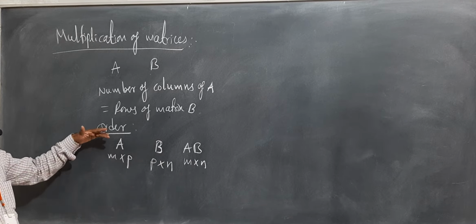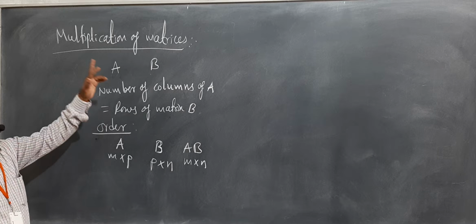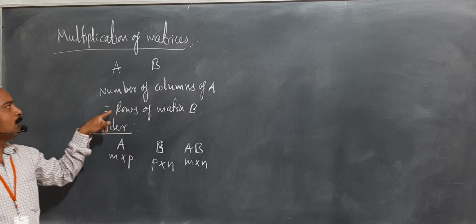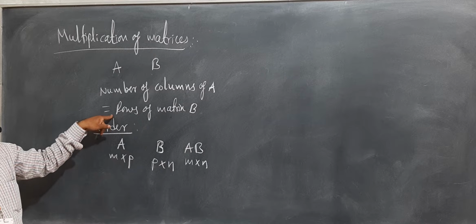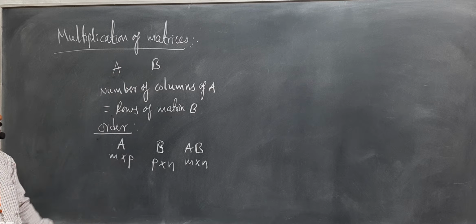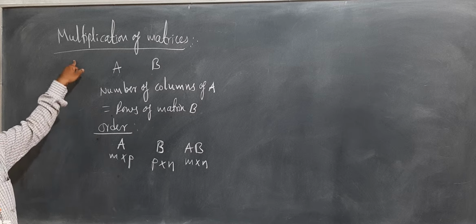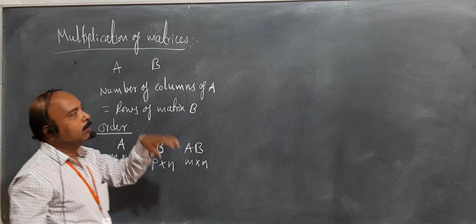This is regarding the order of the two matrices in case of multiplication. If the number of columns of A is not equal to the number of rows of B, it is not possible to multiply A and B matrices. These are two important conditions for multiplication of the matrices. Now we go for an example.